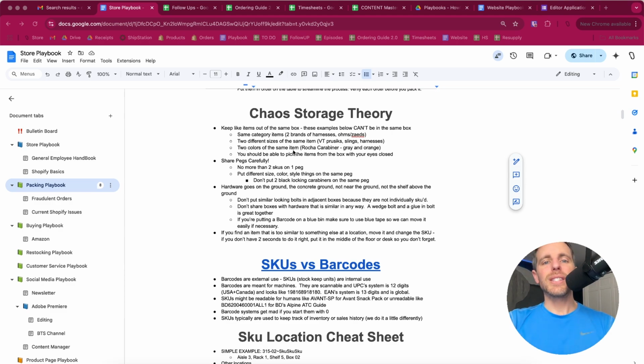Two colors of the same item. You don't want two colors of the same item in the same box, which would be, let's say there's a gray and an orange of a Roger carabiner. You don't want them in the same box. Now, this gets a little different when you have them on pegboards, because it is more convenient when people are often buying similar things all the time that you're not running around the store grabbing them. You can put two different things on a single peg on a pegboard, but they have to be extremely different looking.